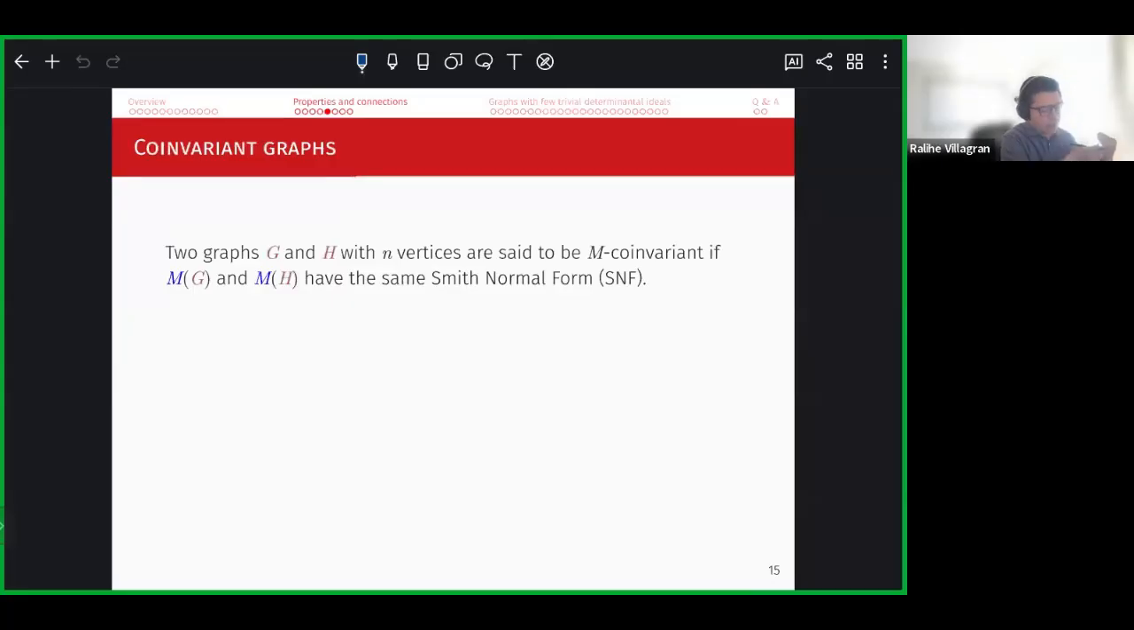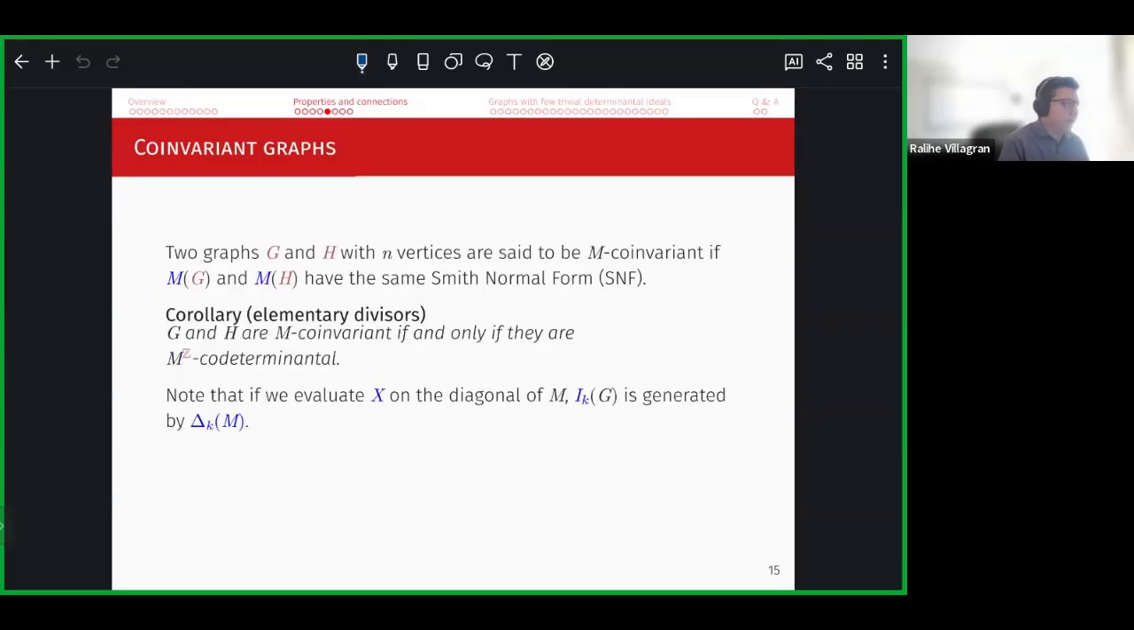And just as we are talking about spectrum, we can talk about having the same Smith normal form. We call those graphs coinvariant graphs. Two graphs G and H are M-coinvariant if they have the same Smith normal form. But actually, by the theorem of elementary divisors, two graphs are M-coinvariant if and only if they have the same determinantal ideals for this matrix over the integers.